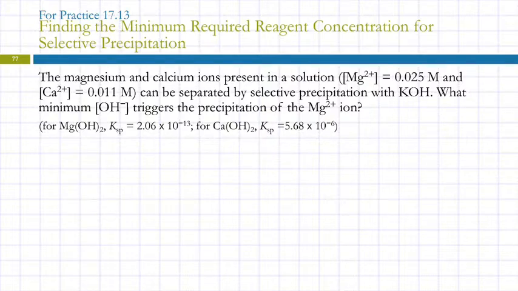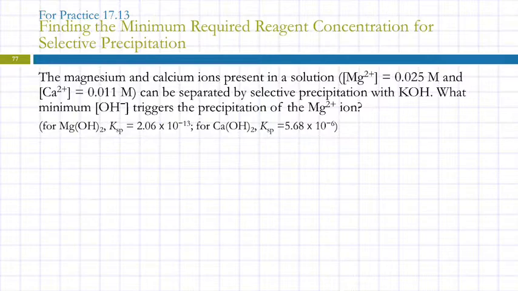So here's an example. The magnesium and calcium ions present in a solution can be separated by selective precipitation with potassium hydroxide. What minimum hydroxide concentration triggers the precipitation of the magnesium ion? And we're given KSP values for magnesium hydroxide and for calcium hydroxide. So the KSP for magnesium hydroxide is significantly smaller than for the calcium, right? So we can precipitate magnesium without getting the calcium.